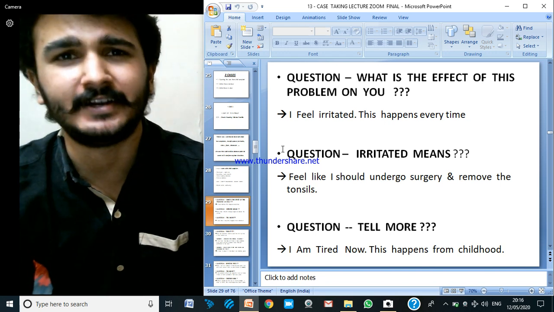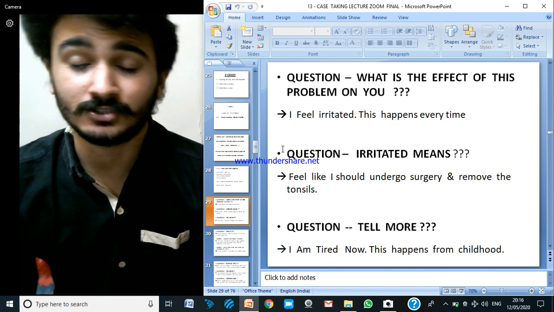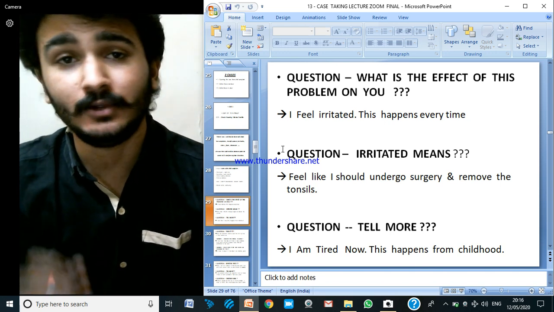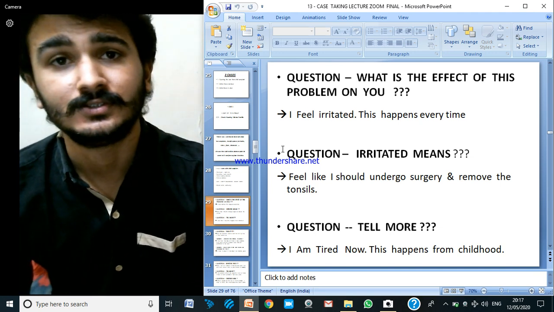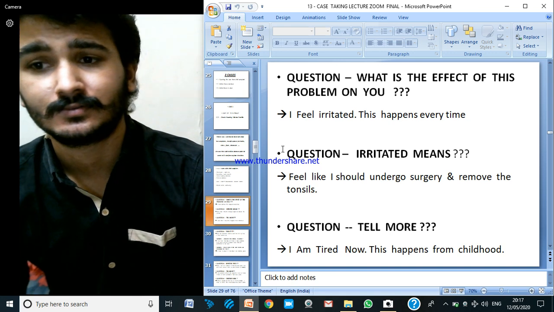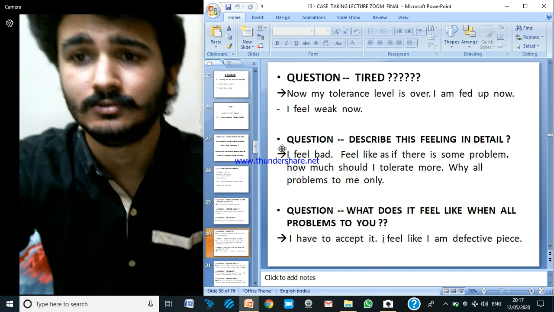So I said, describe irritated. What does this irritated mean? So she says, I am feeling like doing surgery and removing these tonsils. I am tired of this. Every time it happens. This happens from childhood.